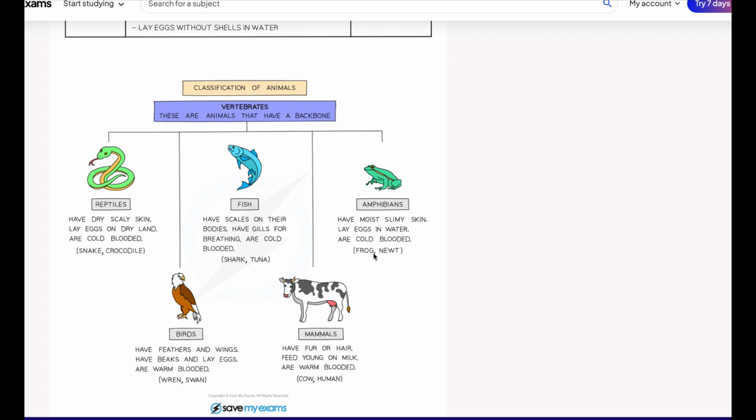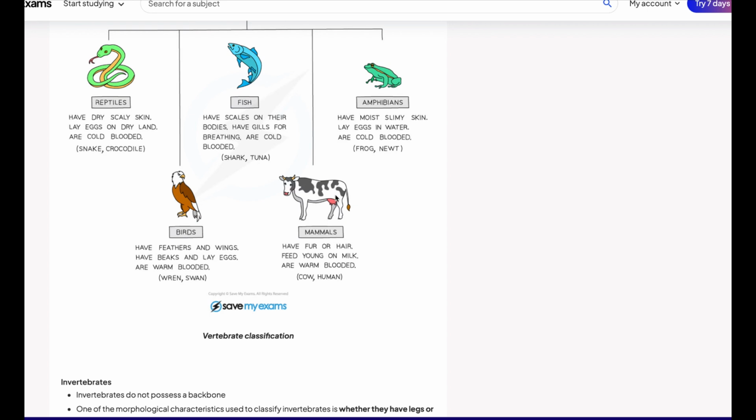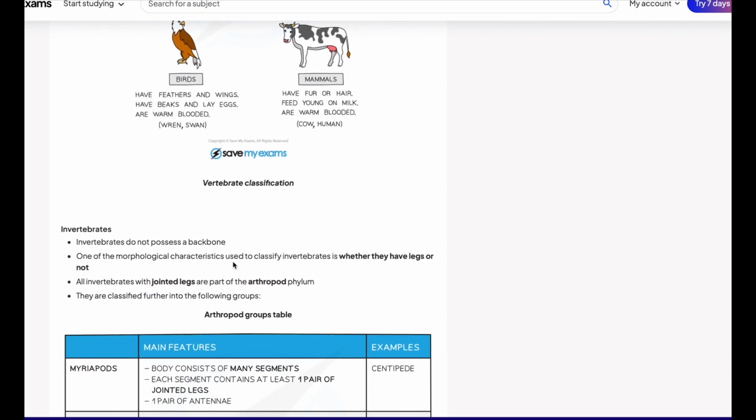They lay eggs in water and so on and so forth. We have the mammal like the cow. They have milk. They feed their young ones with milk. You have the birds, which have feathers and wings to fly. Some of them can fly.